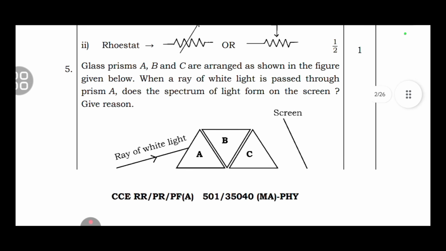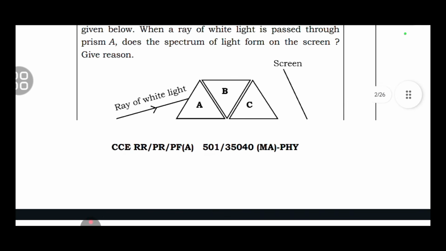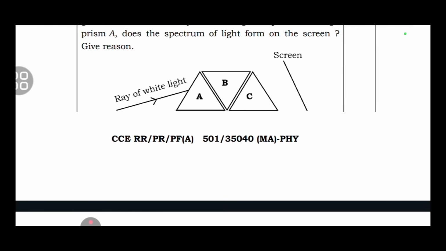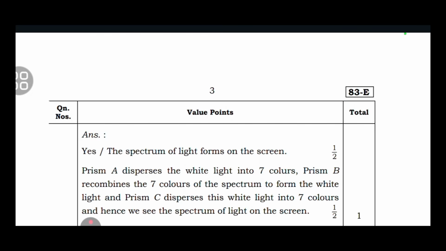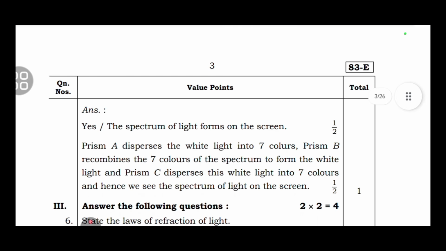This question: glass prisms A, B and C are arranged as shown in the figure given below. When a ray of white light is passed through prism A, does the spectrum of light form on the screen? Because here the screen is at the right hand side, we can say yes, the spectrum of light forms on the screen because the screen is at the end. Prism A disperses the white light into 7 colors, prism B recombines the 7 colors into white light, and prism C disperses the white light into 7 colors, and hence we see the spectrum of light on the screen at the end.